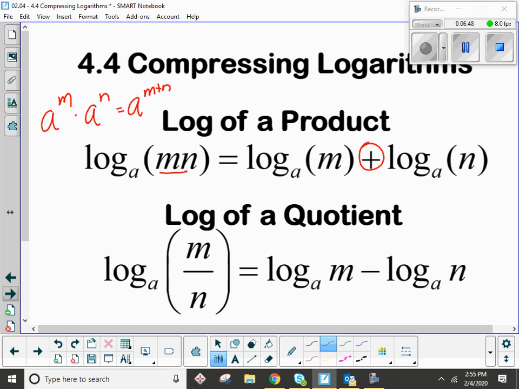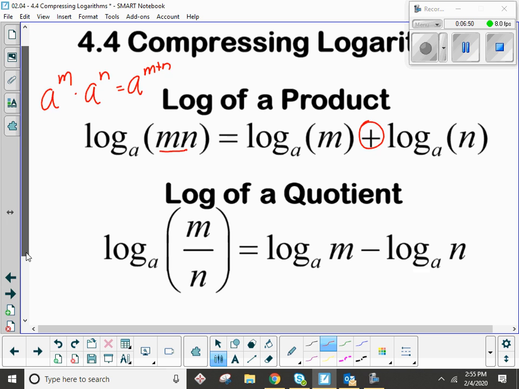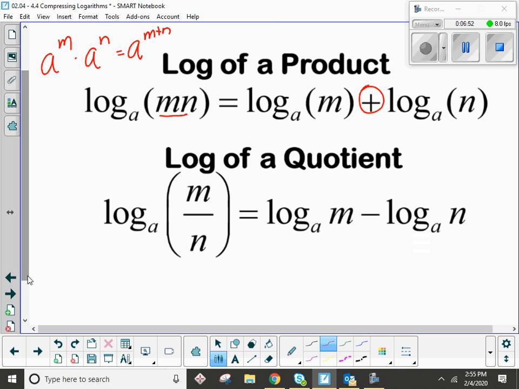Similarly, when we were doing exponents last week, or maybe it was the week before, if we were dividing 2 bases with exponents, we would do what with those powers? Subtract them.